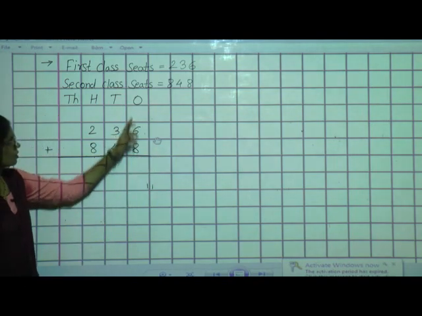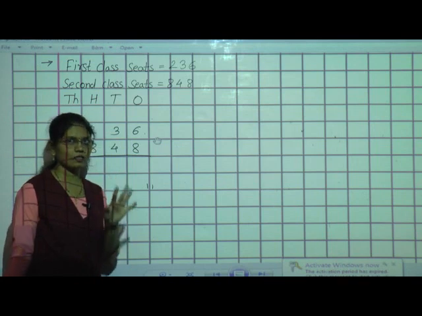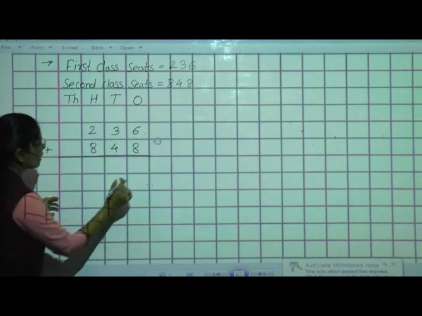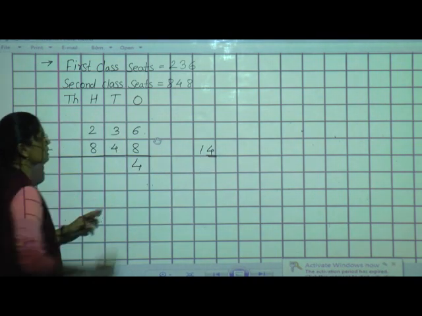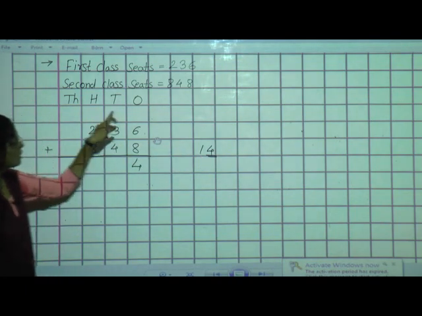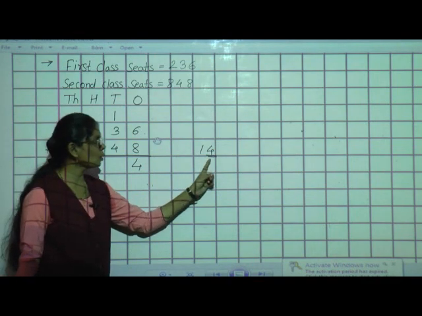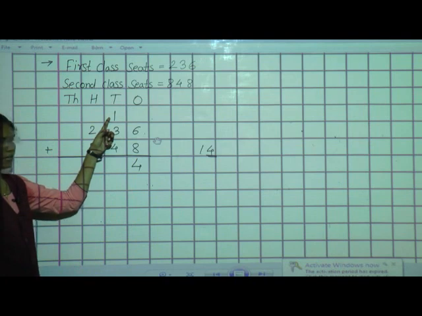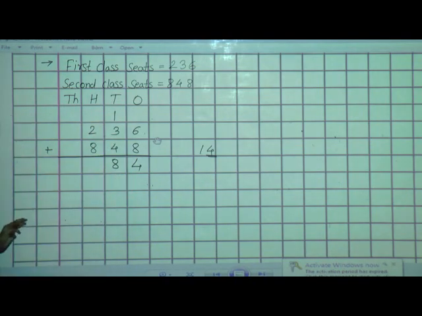Now see here, 6 plus 8. Do the addition. After 6, count 8 fingers. 6 plus 8 is 14. So here 14 ones means 4 ones and 1 ten. I will write 4 at the ones place and this 1 will go as a carry to the tens place. 1 plus 3 is 4, 4 plus 4 is 8.